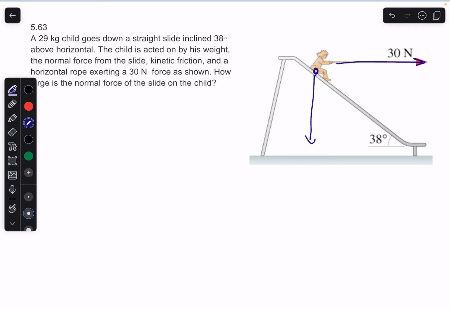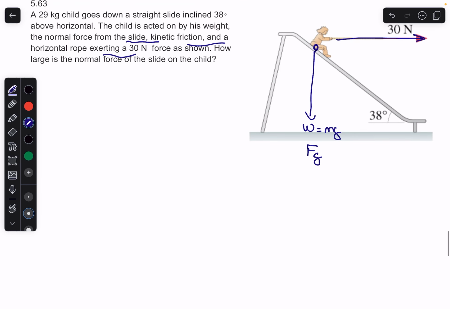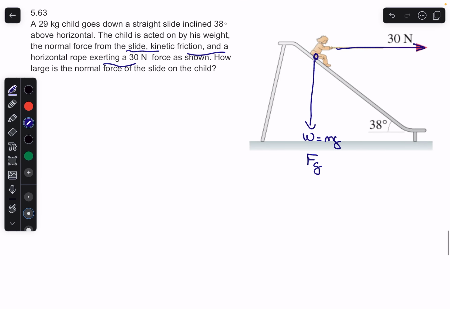The girl has a force of her weight going down, which is mg, right? Sometimes we say force of gravity. But also, the child is acted on by its weight, the normal force of the slide, kinetic friction, and a horizontal rope. How large is the normal force on the slide? It's just asking for the normal force.